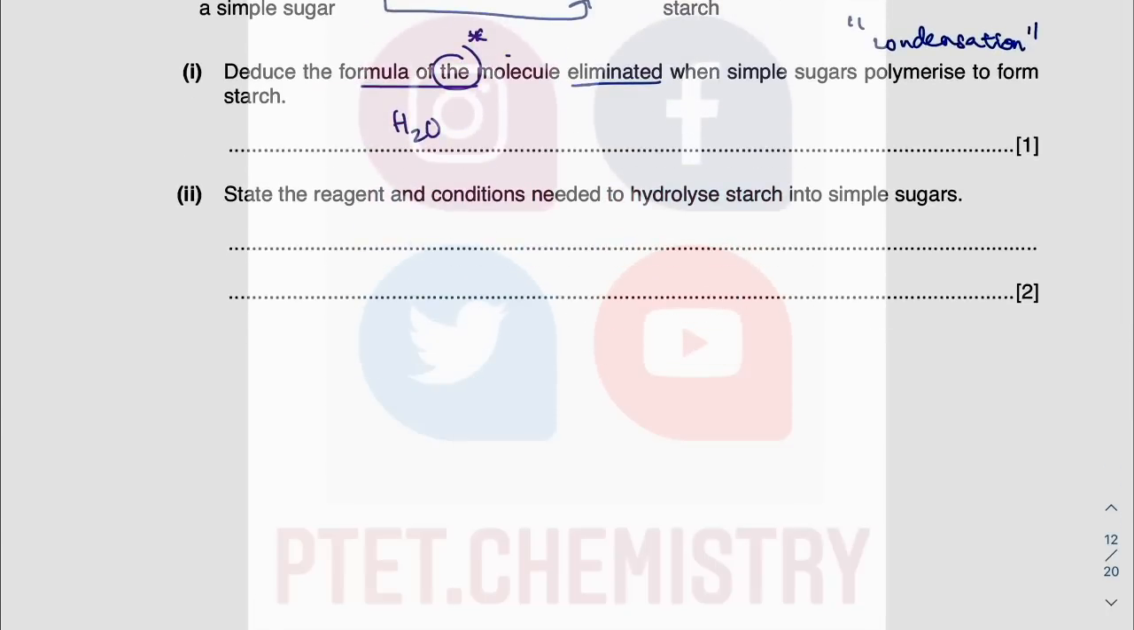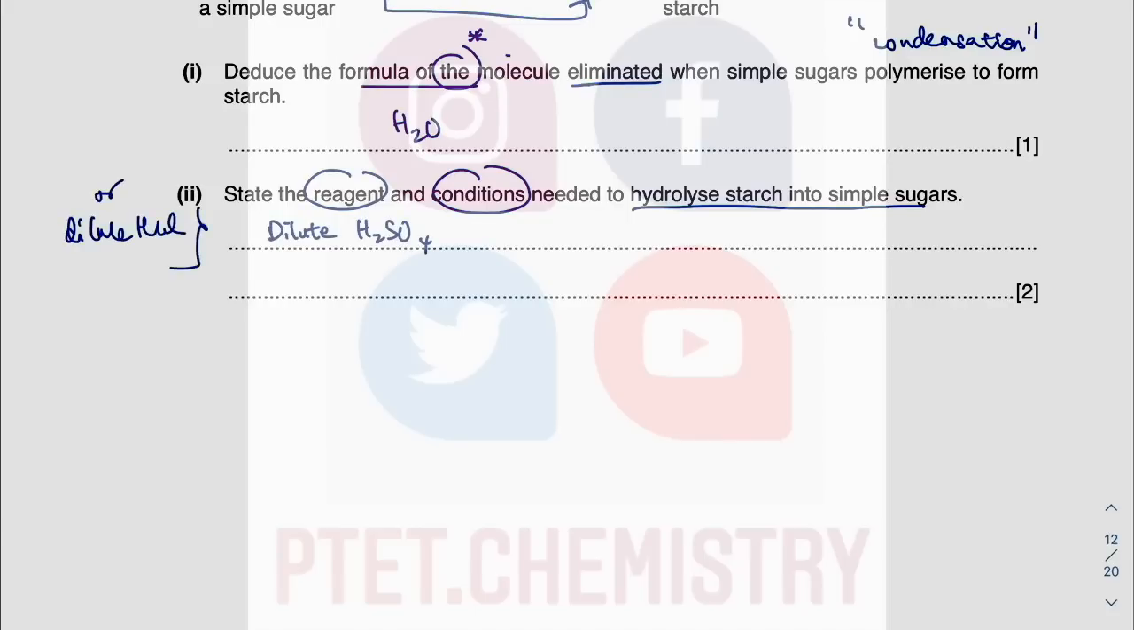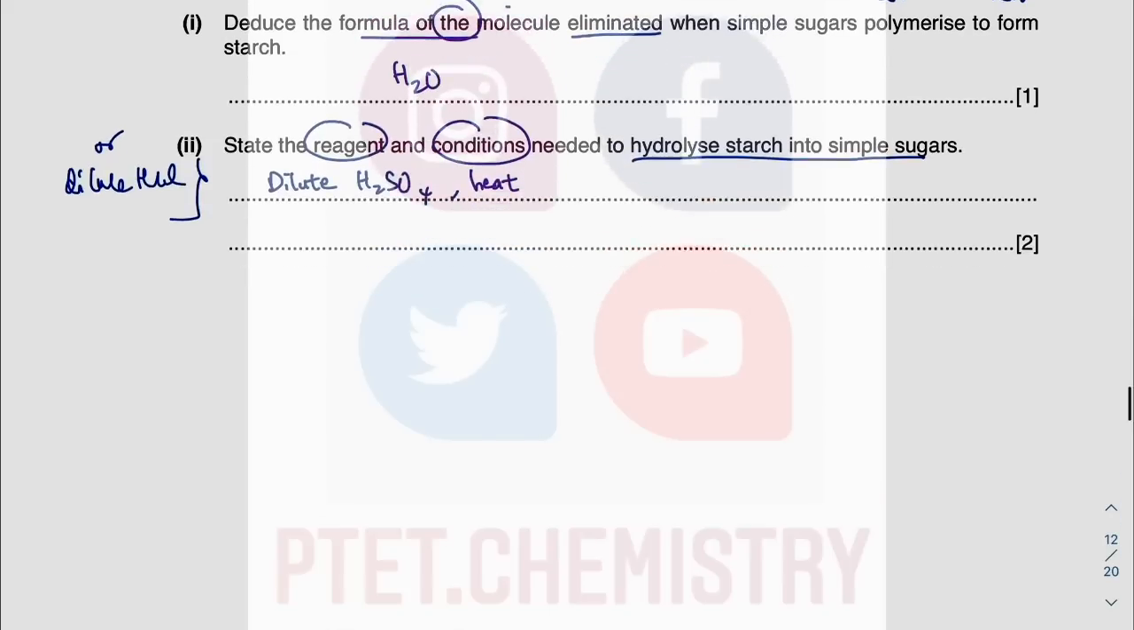So now you want to hydrolyze starch into simple sugar. You need the reagent and the conditions. Okay, so you can be thinking about acidic conditions, so dilute HCl or dilute H2SO4. Dilute HCl will also work, but this reaction will not work unless you have heat. You need to heat it, otherwise they will not be hydrolyzed. Okay, hydrolysis takes place in the presence of heat.